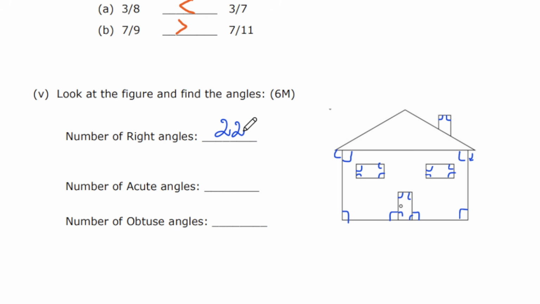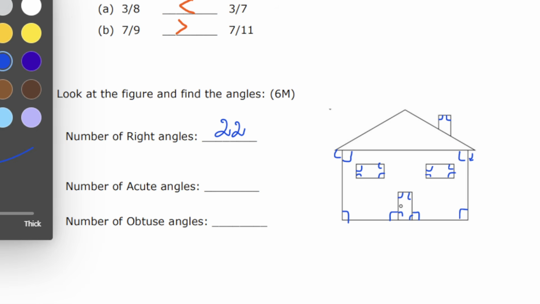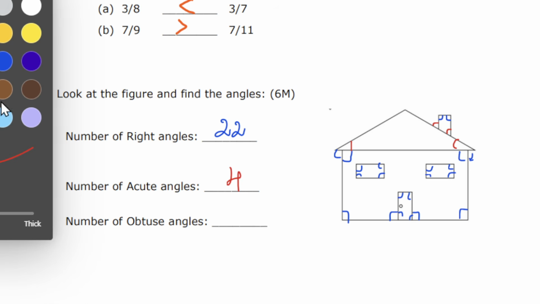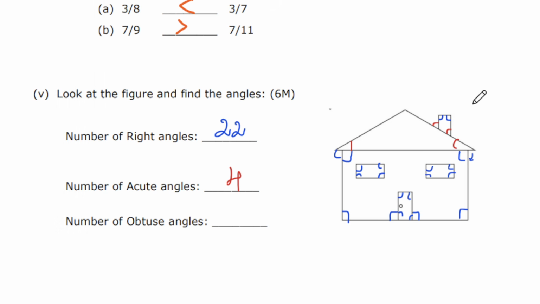Okay. Next we have acute angle, less than 90 degrees. I'll do it in red. So 1, 2, and we have 3 and 4. So 4 acute angles. Next is obtuse angle. We'll do it in brown. Obtuse angle is greater than 90 degrees. So 1, and here we have 2, and this one 3. So totally we have 3.